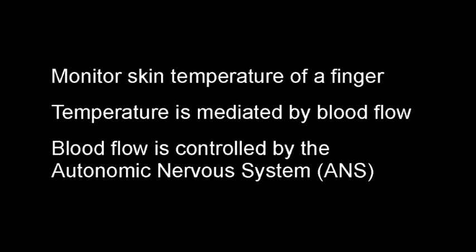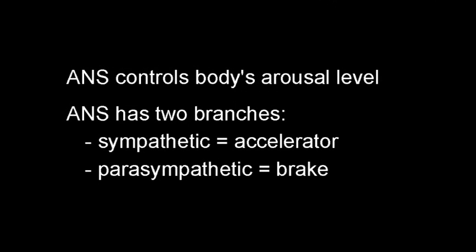Blood flow in the skin is in turn controlled by the autonomic nervous system. The autonomic nervous system is a part of the nervous system that governs many of our automatic and visceral responses and affects the body's general level of arousal. It has two branches, called the sympathetic and parasympathetic nervous systems. These two have opposite effects on the body, rather like the accelerator and brake in a car.